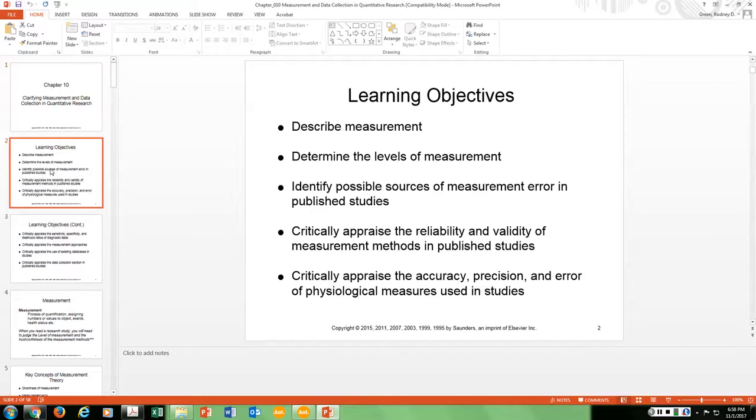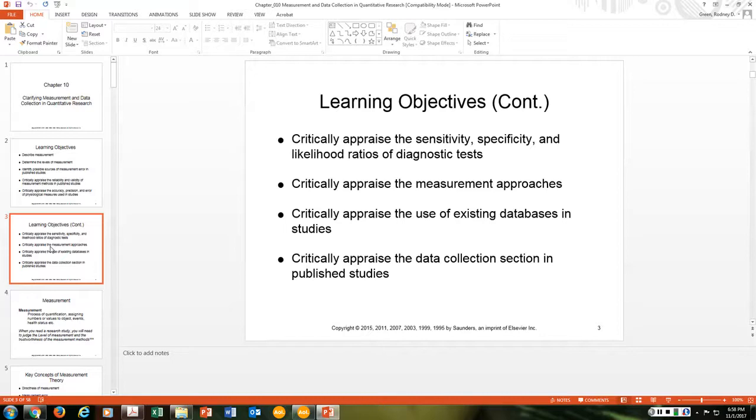The learning objectives are to describe measurement, the levels of measurement, identify possible sources of measurement error in published studies, critically appraise the reliability and validity of measurement methods in published studies, critically appraise the accuracy, precision, and error of physiologic measures used in studies, critically appraise the sensitivity, specificity, and likelihood ratios of diagnostic tests. We'll go a little bit light on that one. Critically appraise the measurement approaches, critically appraise the use of existing databases in studies. I'll go a little light on that one also, and critically appraise the data collection section in published studies.